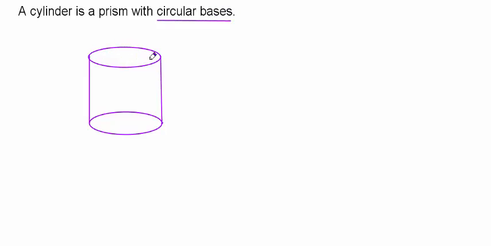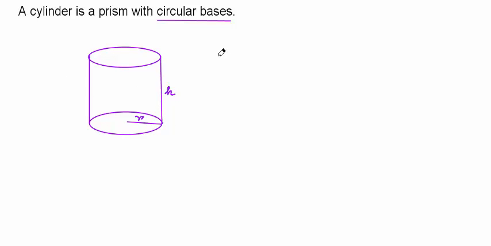So you have two identical circles that are joined together. This is called the height of the cylinder, and as with all circles, there's a radius associated with the bases. Let's call that r. So the height of the cylinder and the radius of each of the bases, remember they were identical circles, are the only two attributes that define the cylinder.